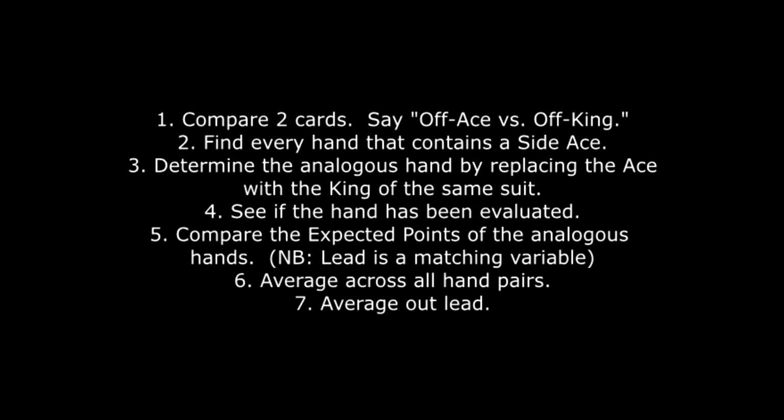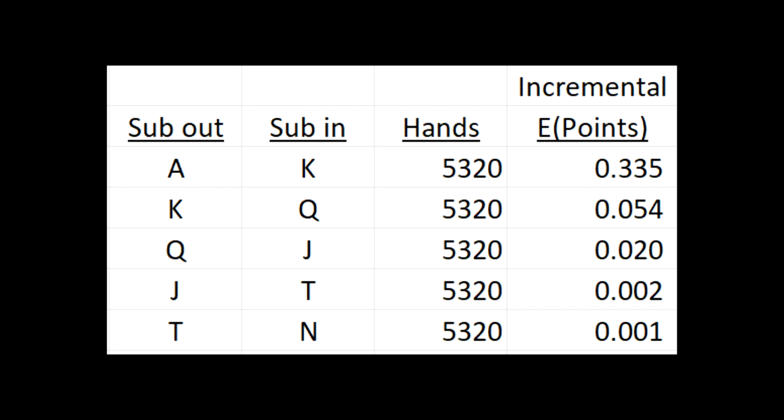I did that, and here are the results. In words, the conclusion is as follows. All else equal, replacing a side king with a side ace adds a third of a point to your expected outcome. Then the effect weakens as we move down the list, as we predicted a moment ago.